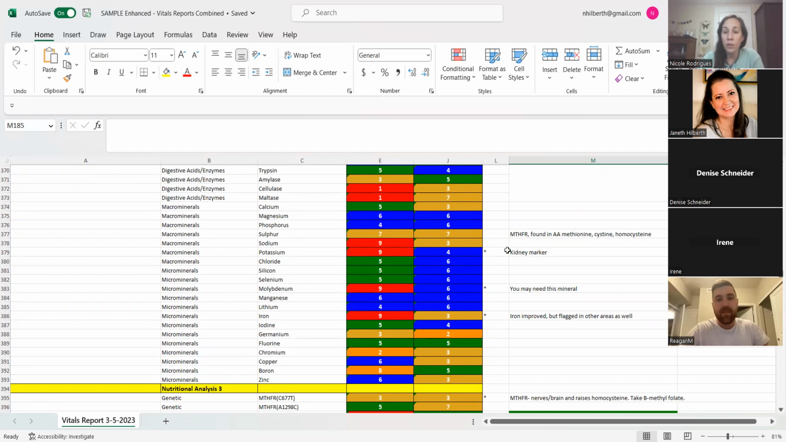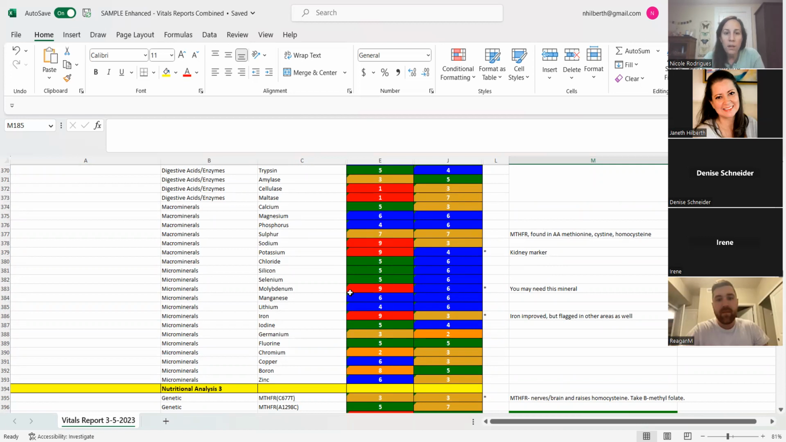Potassium is a kidney marker. So I thought about checking this, because we know from Becky's training that oxalates are related to the kidney and can negatively affect it or cause kidney stones if you're eating highly oxalated foods. So I just wanted to note that there.